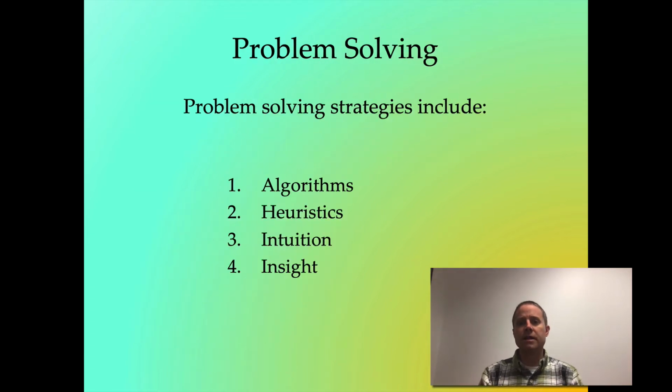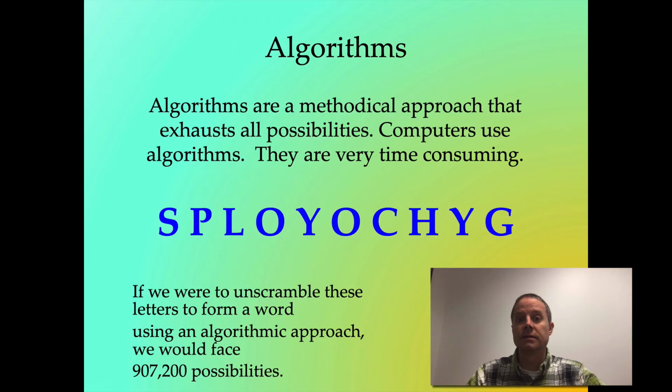All right, let's go to problem solving. This is where thinking becomes important. We're trying to solve problems all the time. You lose your phone, that's a problem. How are you going to solve it? You have a big exam, that's a problem. How are you going to solve it? You're in a relationship, you want to get out of the relationship, that's a problem. How are you going to solve it? So we're constantly solving problems. And psychologists have identified 4 ways that we solve problems: algorithms, heuristics, intuition, and insight. So let's see what those are about.